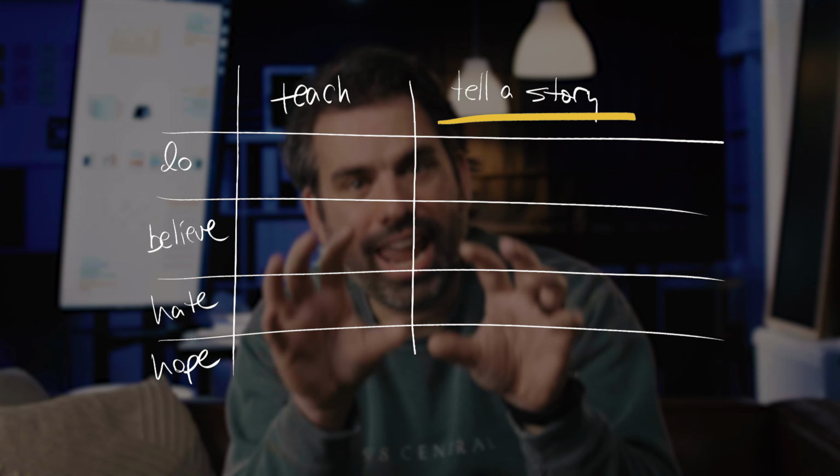And that's it. That's the grid. What you do, what you believe, what you hate, and the hope you provide. Communicated through either teaching or telling a story. 8 buckets, that's all you need. But here's the most powerful bucket. And in my experience, it's story and hate.